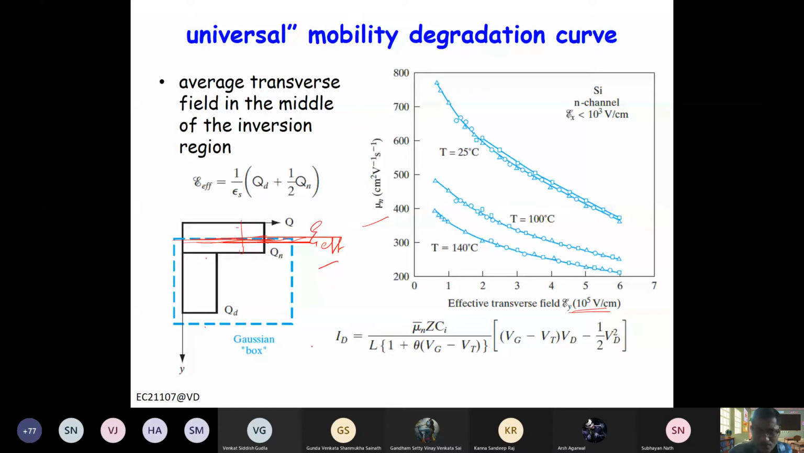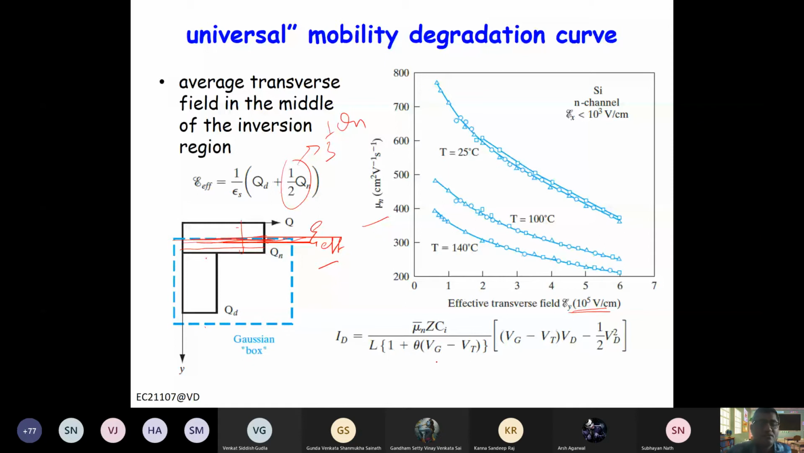And for holes, you also get the same curve, but this is calculated with 1 by 3 of Qn, the inversion charge. So for holes, the field is calculated here, and then it gives the same curve.